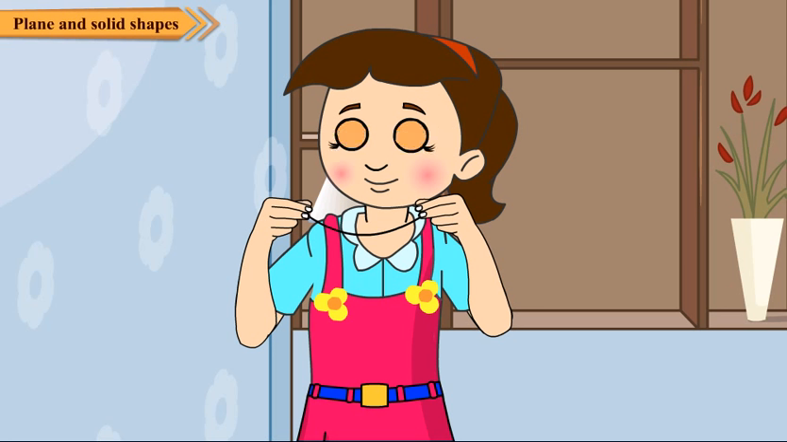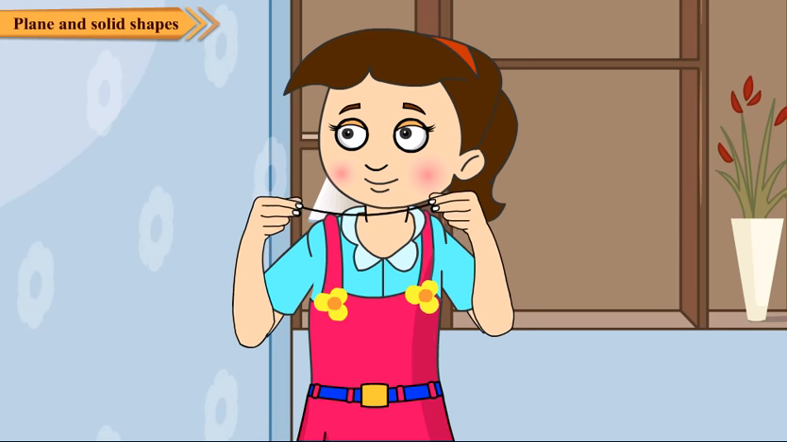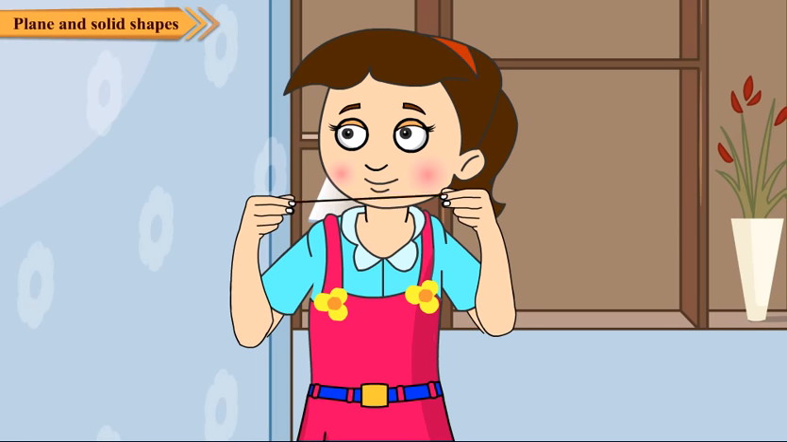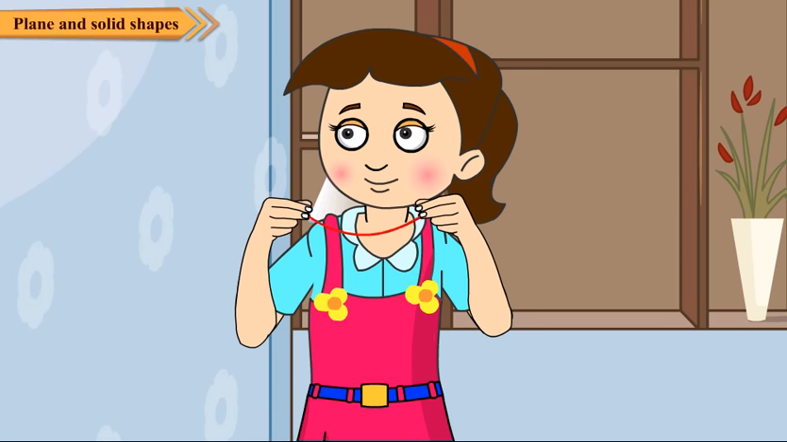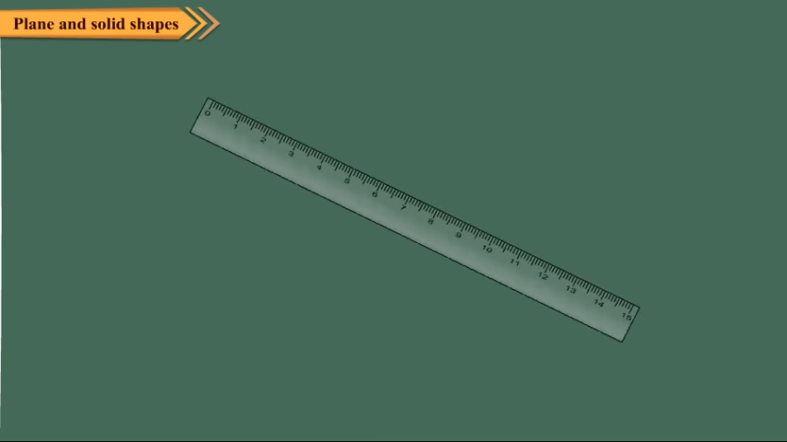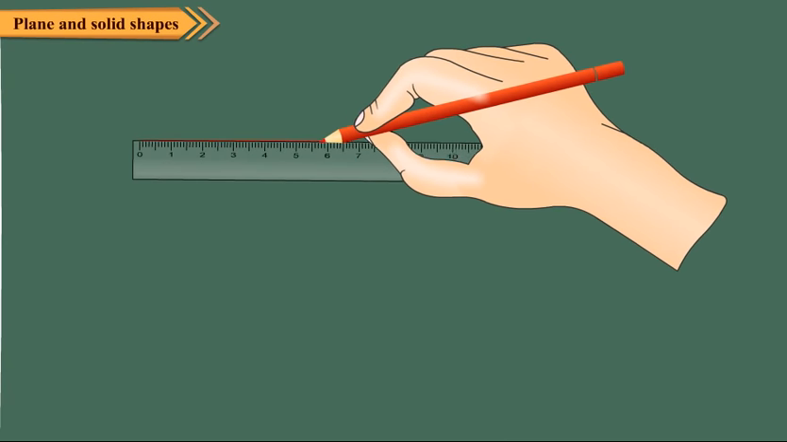Take a small piece of rope or thread and hold its two ends. If you hold it tightly, you will get a straight line. If you hold the string loose, you get a curved line. You can draw a straight line with the help of a scale.